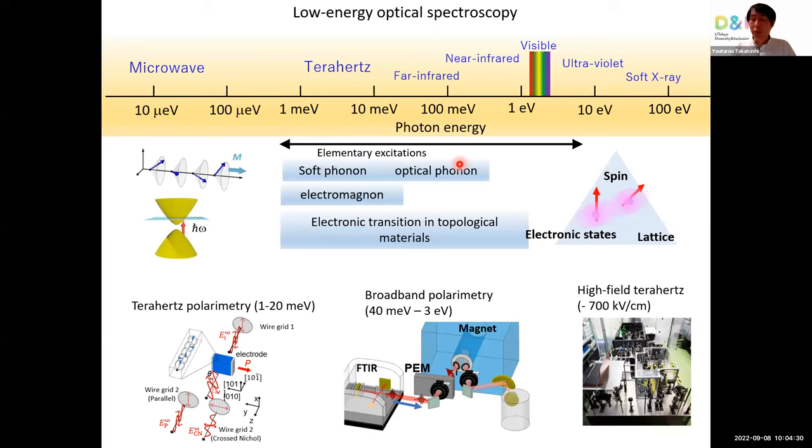Before going to the main topic, I will show my research interest. So we are interested in the low energy optical phenomena of the emergent materials because in the low energy region, many interesting phenomena appear, such as the elementary excitations of the ferroelectric materials and some electronic transition of the topological state. So by using many optical methods, such as the terahertz polarimetry or broadband polarimetry and high field terahertz source, we investigate the optical response of the materials, such as emergent materials.